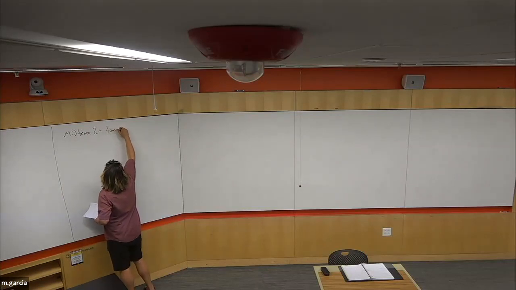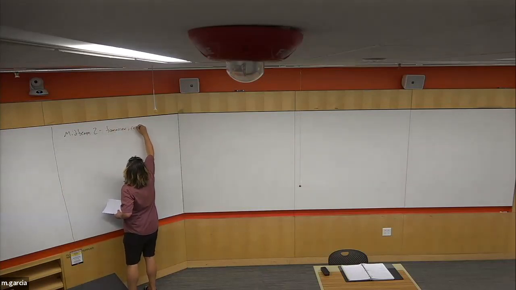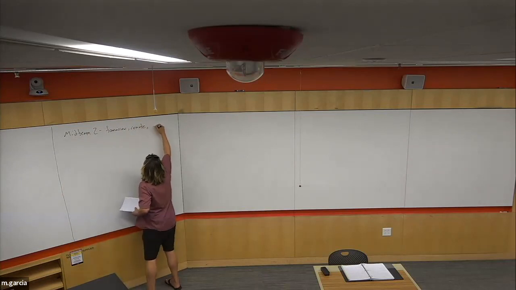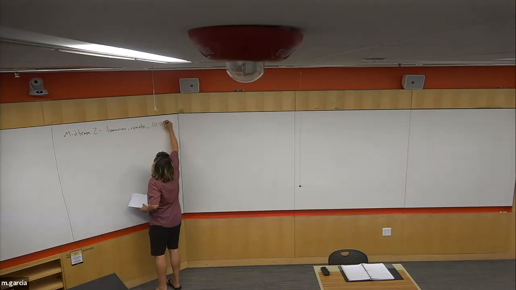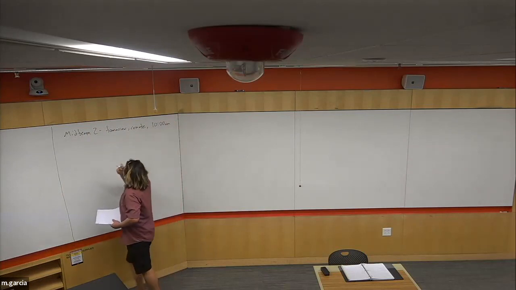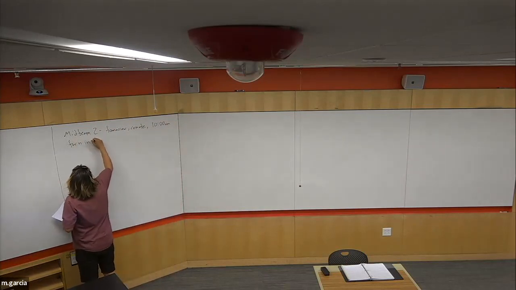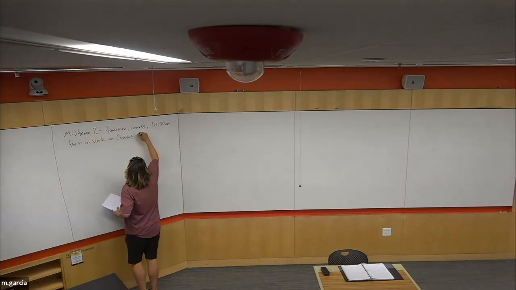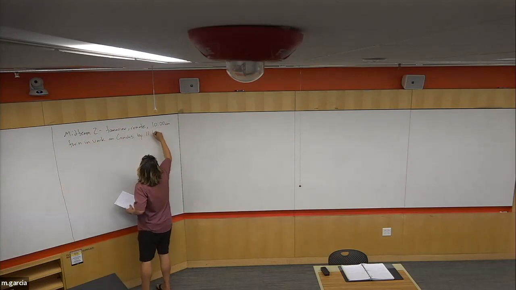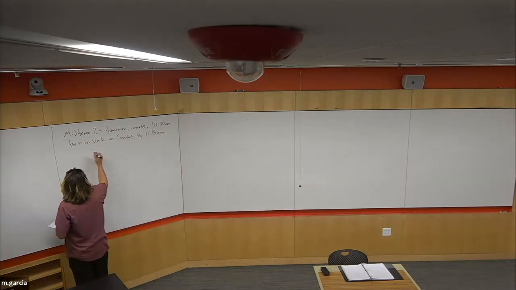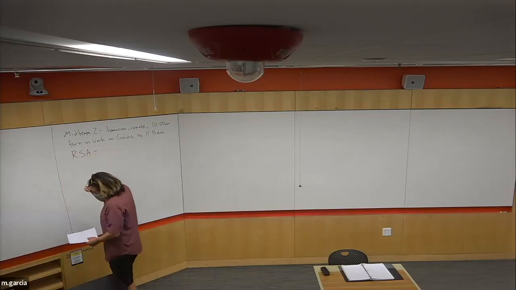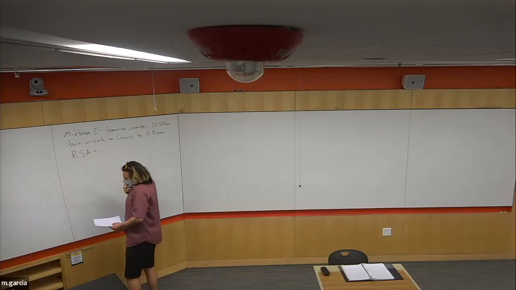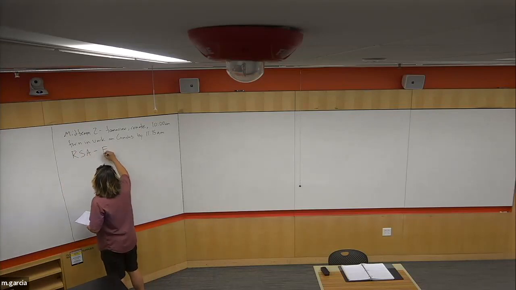Exam 2 tomorrow, 10 a.m., turning work in on Canvas by 11:15 a.m. And this will cover RSA up through Euclidean domains.